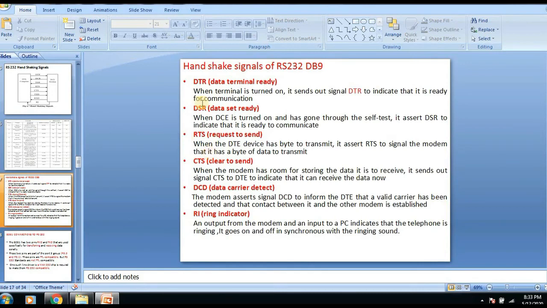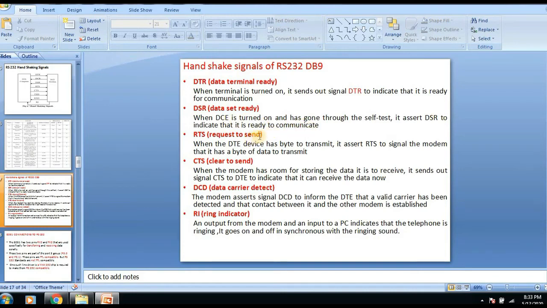Okay, DTR. So next we have DSR, that is data set ready. Here, when the DCE is turned on and has gone through the self-test, it asserts DSR to indicate that it is ready to communicate. Next, request to send.